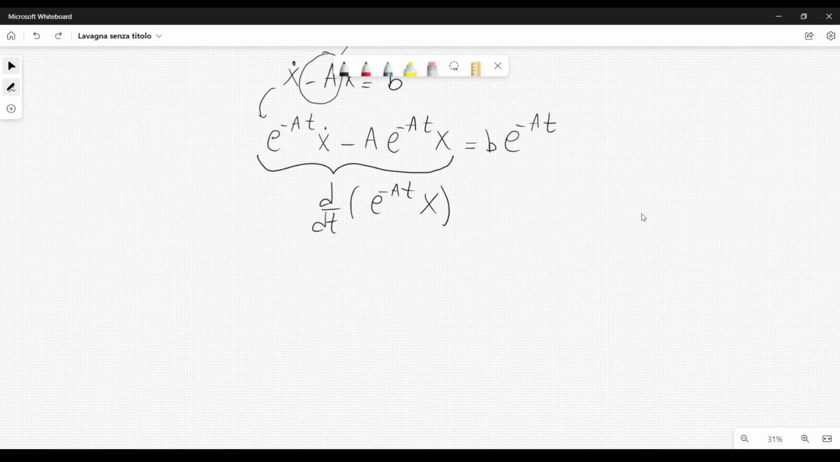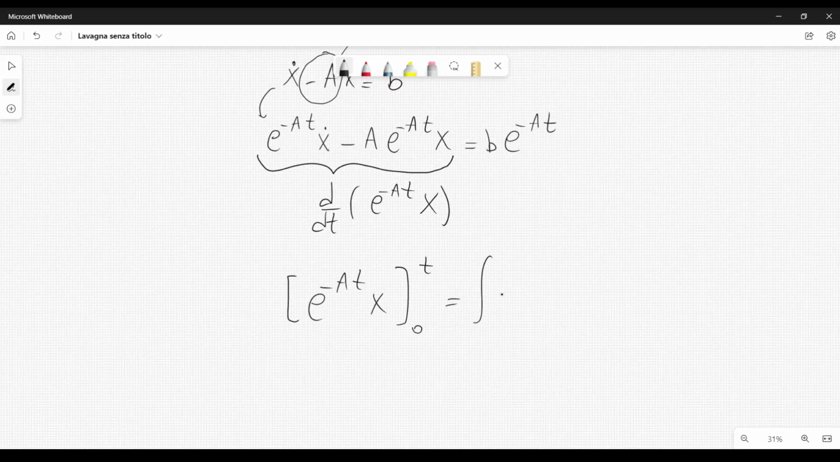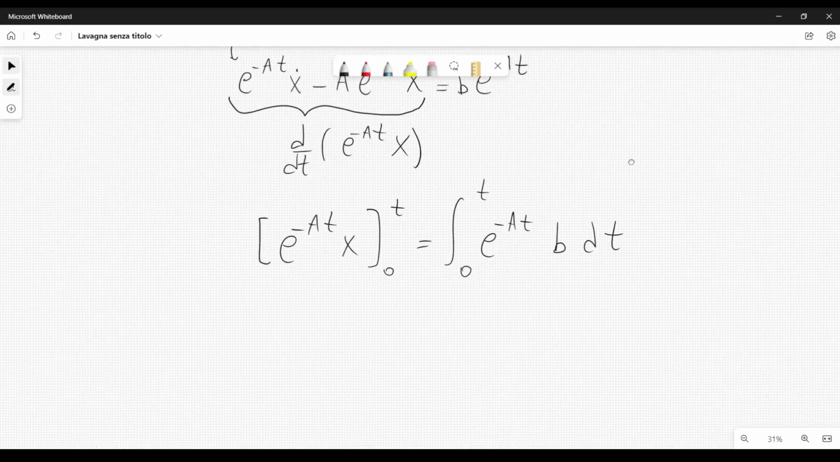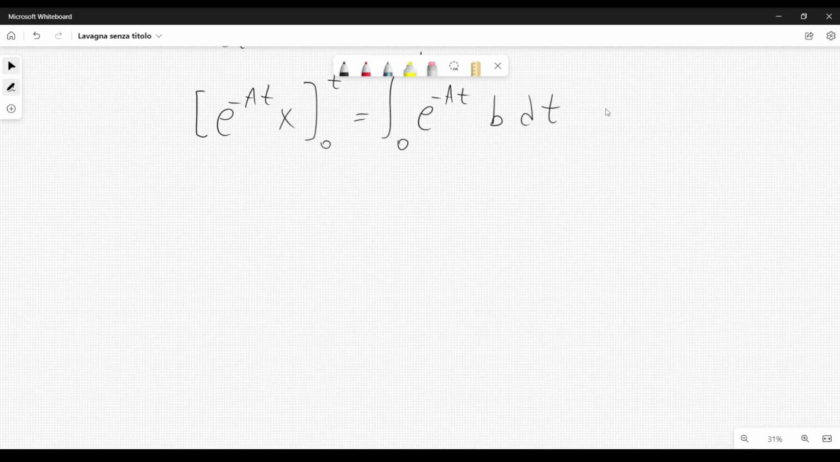So we can rewrite this as, so we integrate from 0 to t, and we get e to the minus at times x of t evaluated between 0 and t. And this is equal to the integral from 0 to t of e to the minus at b dt. And therefore we can rewrite the solution like this. We have e to the minus at x of t minus x of 0, because of course when we set t equal to 0, this e to the minus at will become 1.